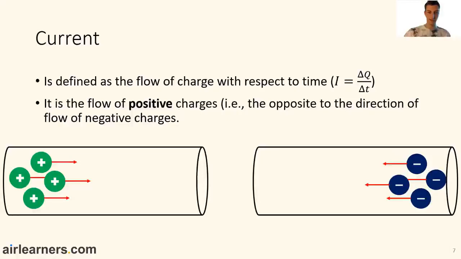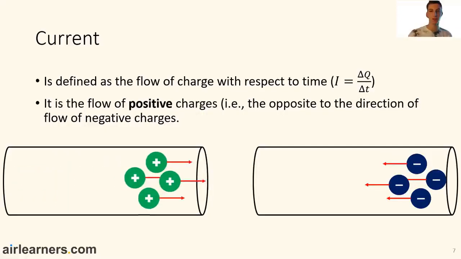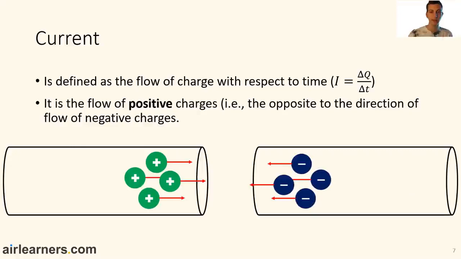Current is the flow of charge. And obviously it's the flow of charge with respect to time, because that's how we measure flow. So it's the amount of charge per unit time, where we consider a positive charge to be the direction of conventional current, or by contrast, we can say that that's the same as negative charges moving in the opposite direction. So those two ideas are the same.